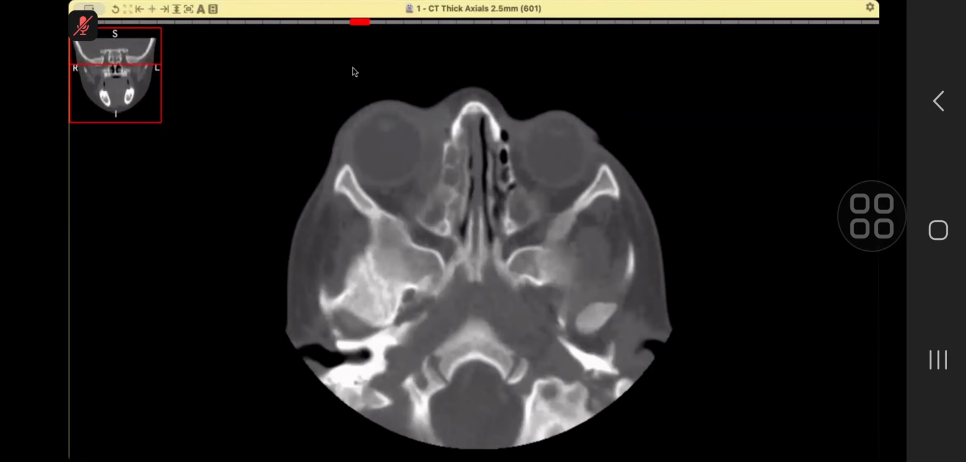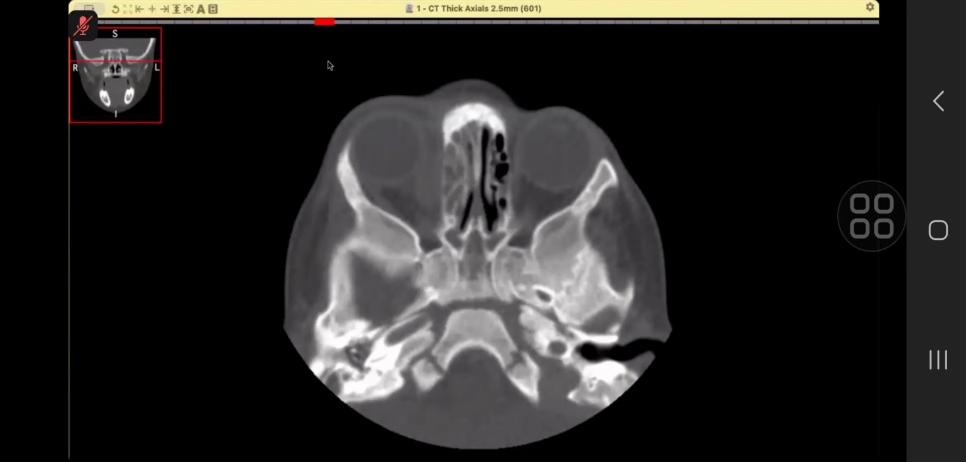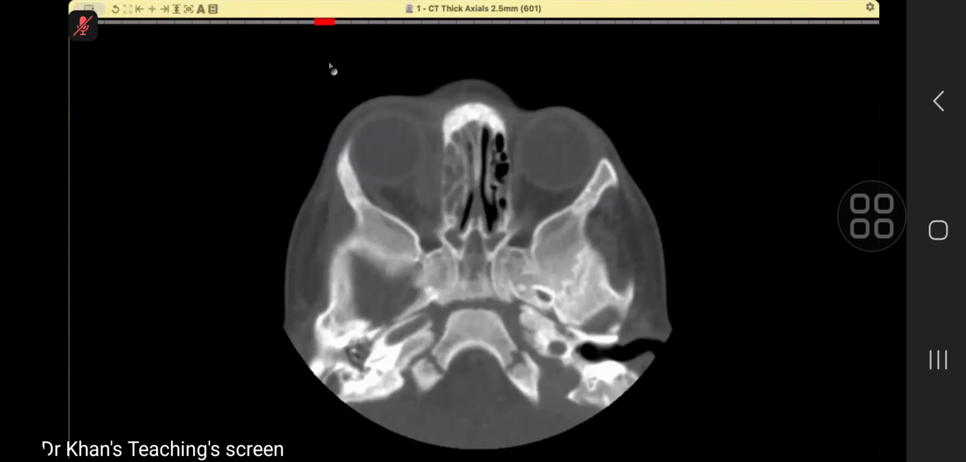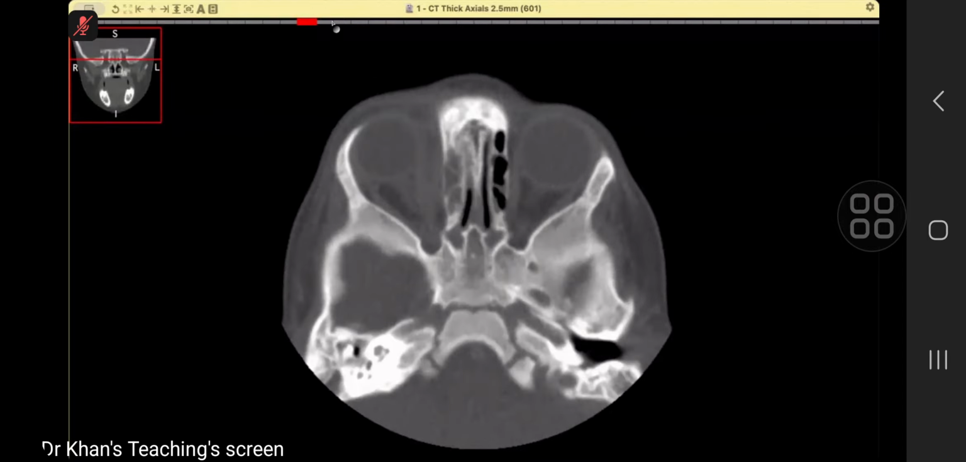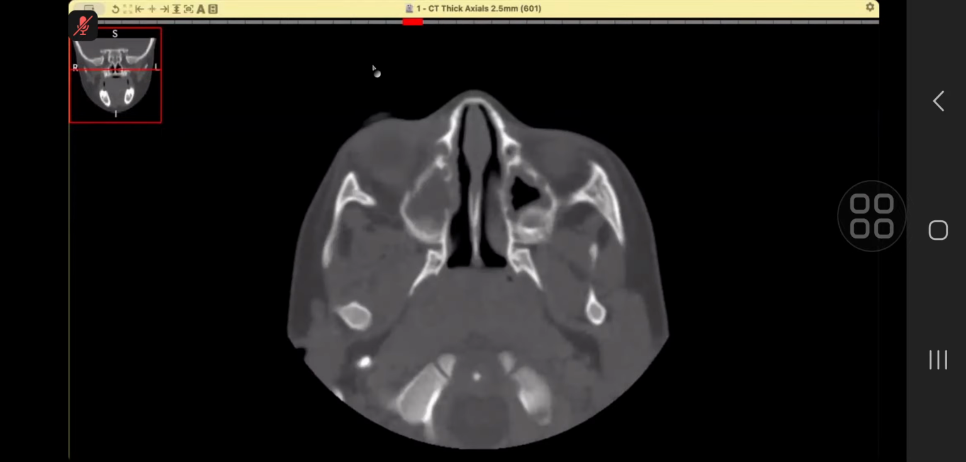My diagnosis is a subperiosteal abscess involving the right orbit, as well as. So subperiosteal abscess of what?